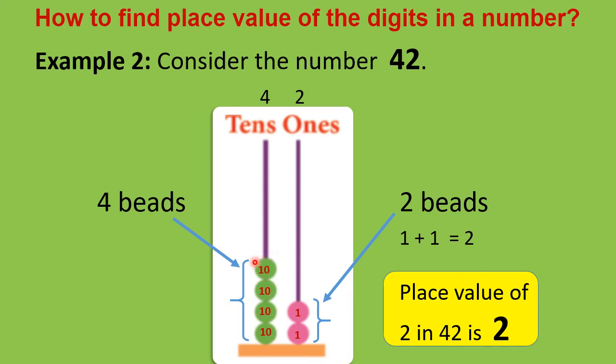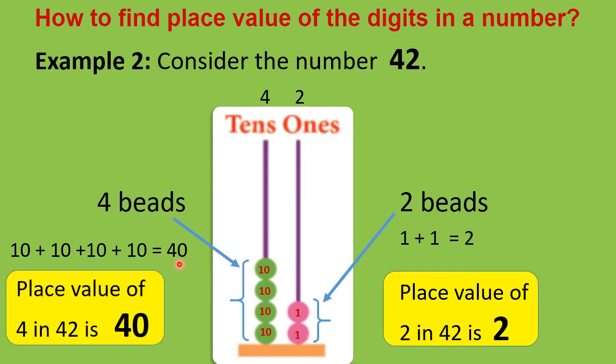Therefore, the total value of all the 4 beads taken together is given by 10 plus 10 plus 10 plus 10, since we have 4 beads here. Therefore, sum of these gives us 40.